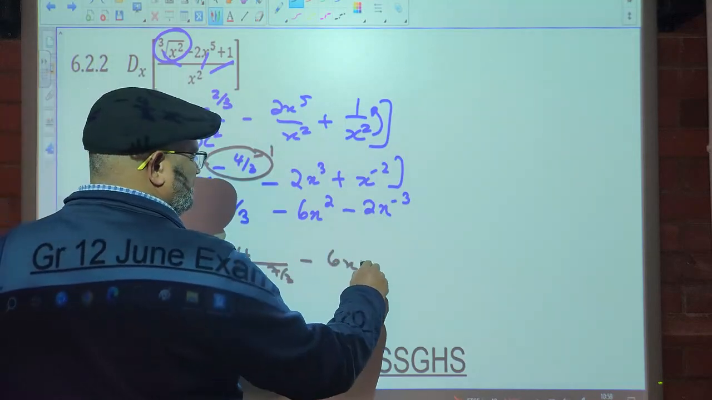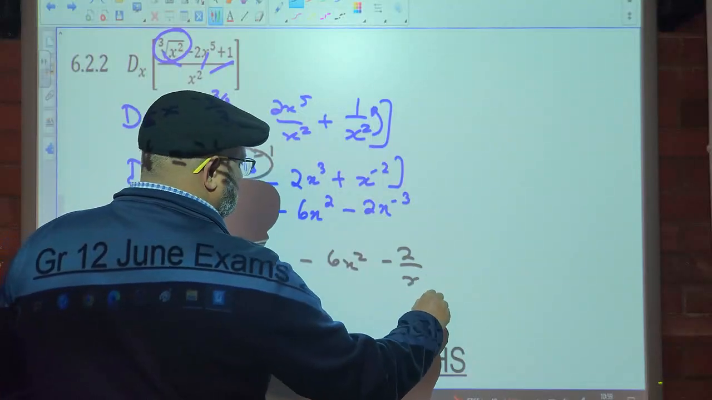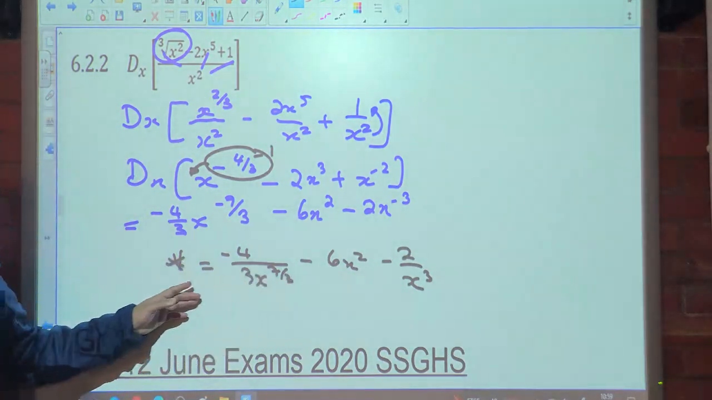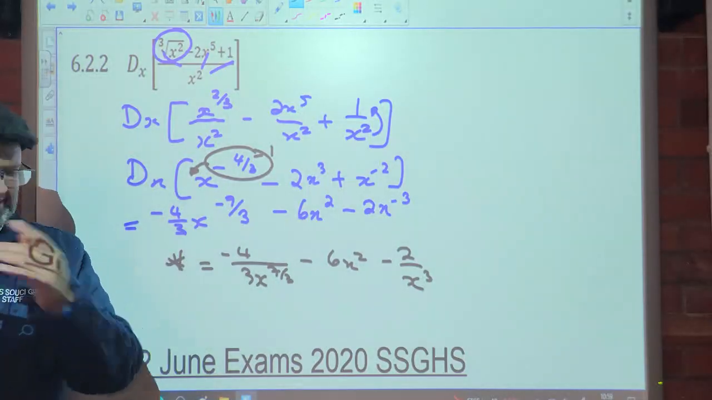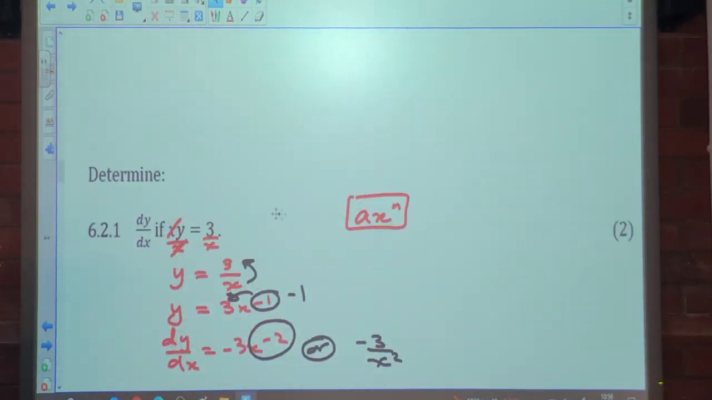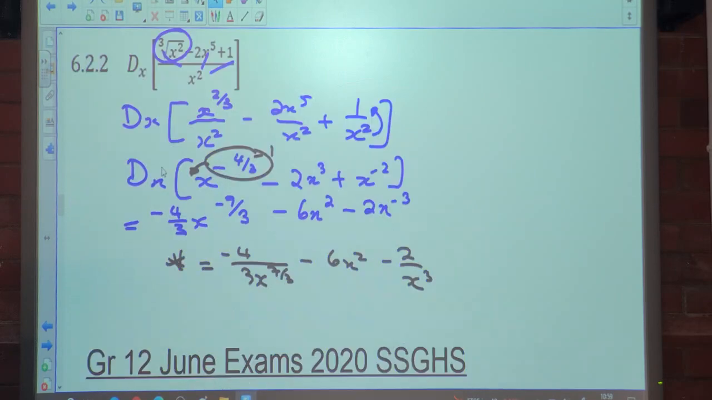Minus 6x squared, minus 2 over x cubed. Is that correct? Okay, again, as I said this year, you don't need to, but I know some people always write it with positive exponents. So I'll give that answer here as well. But again, that is optional. If a question clearly states "write with positive exponents," then you must, but this one doesn't say it. Okay.